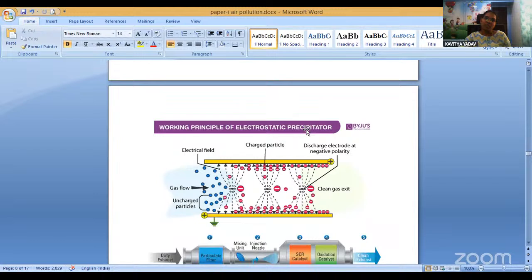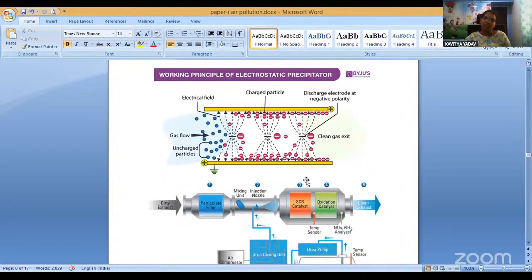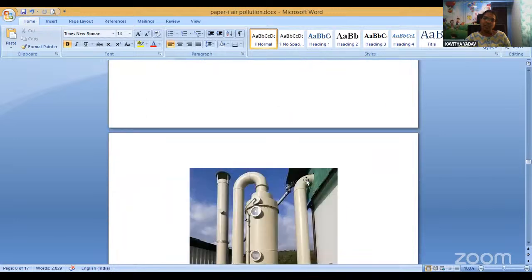This is the working principle of the electrostatic precipitator. It was clearly explained in the last class.